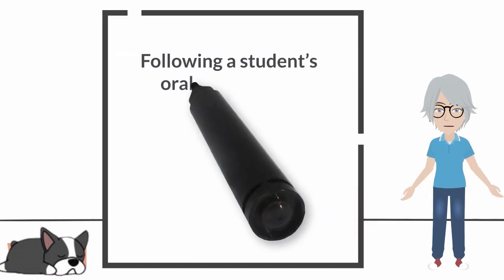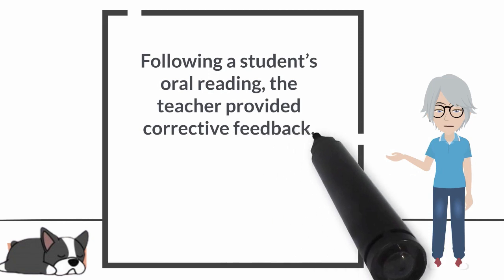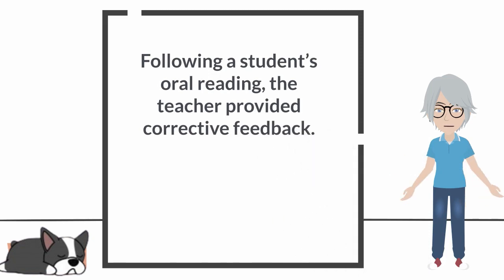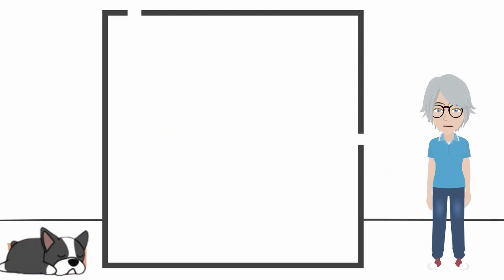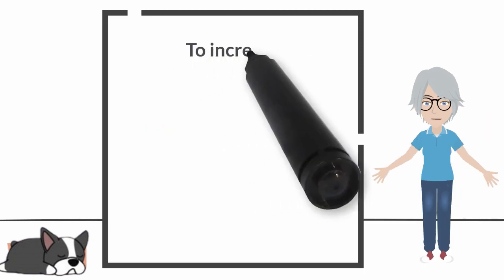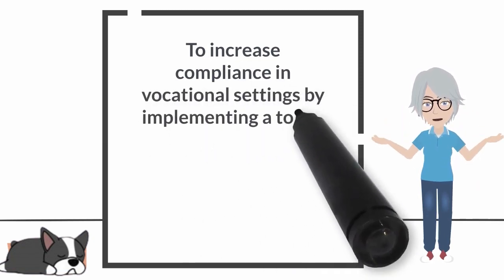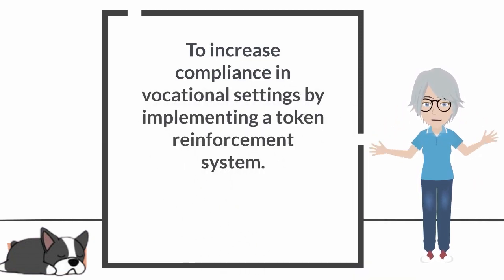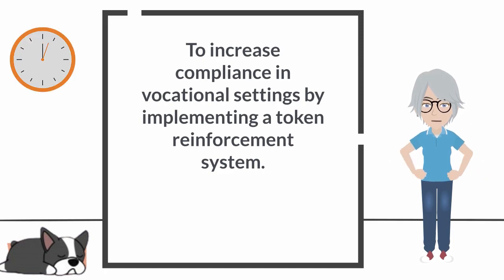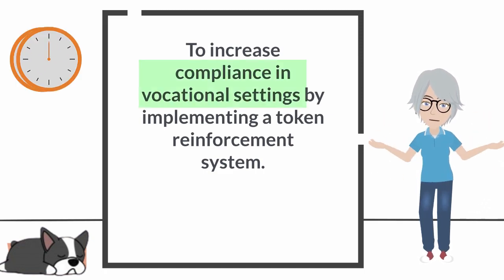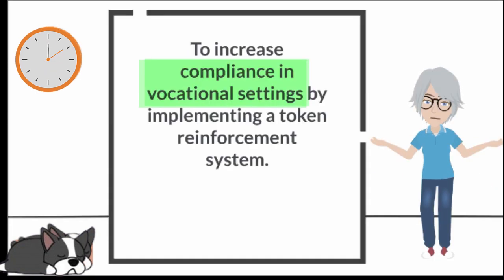So let's try an example. Following a student's oral reading, the teacher provided corrective feedback. The dependent variable, the behavior that's targeted for change, is the student's oral reading. And the independent variable, this is the intervention, is the feedback that the teacher is providing. Let's try a few more for practice. Let's say our goal is to increase compliance in a vocational setting by implementing a token reinforcement system. So which one is the dependent variable? And the independent variable?